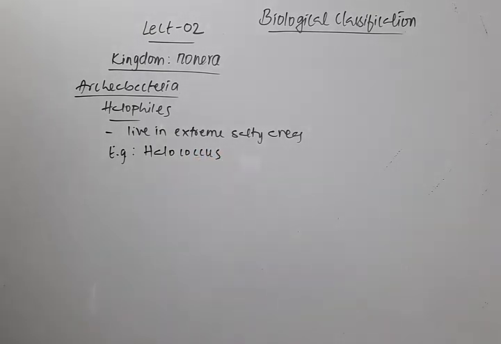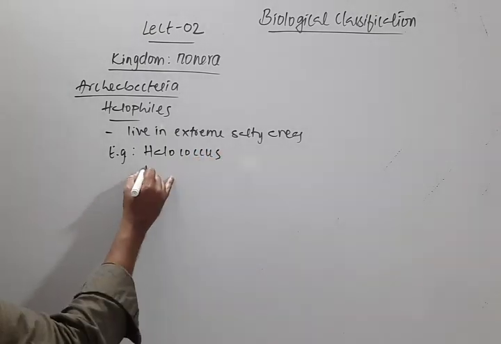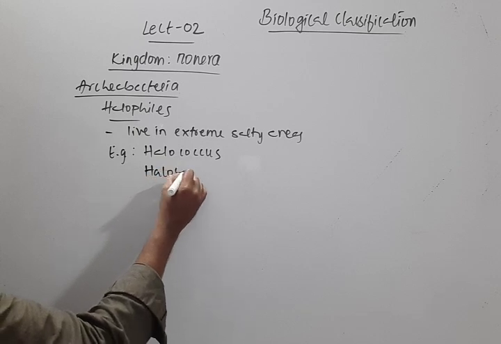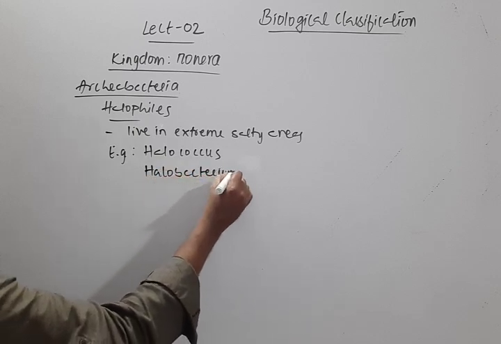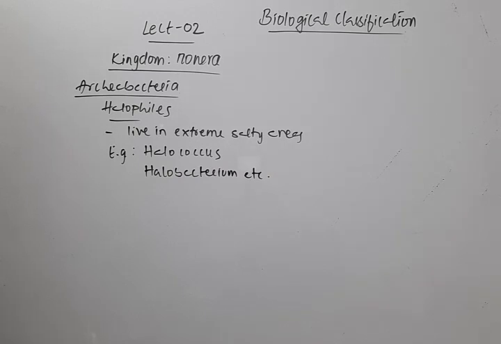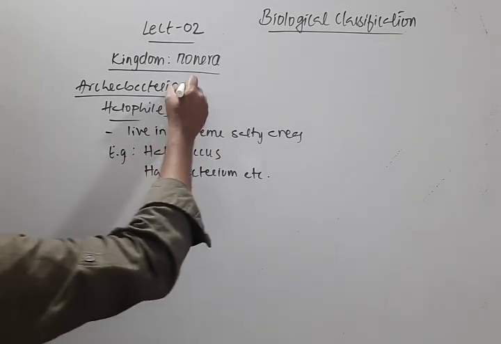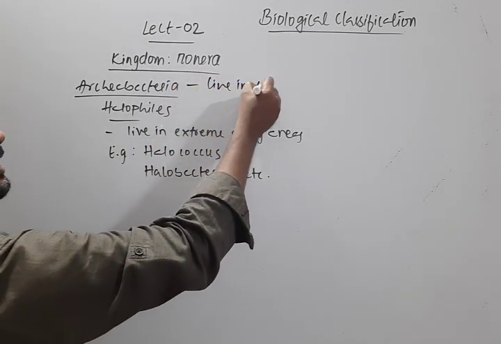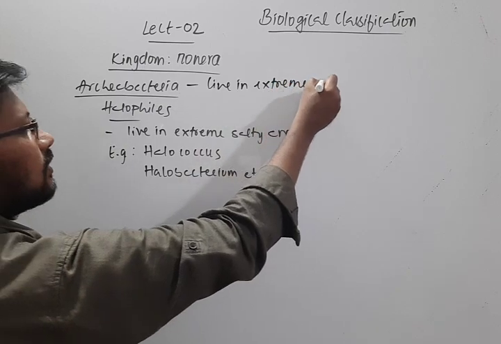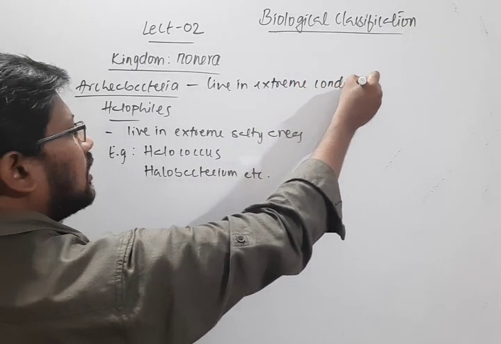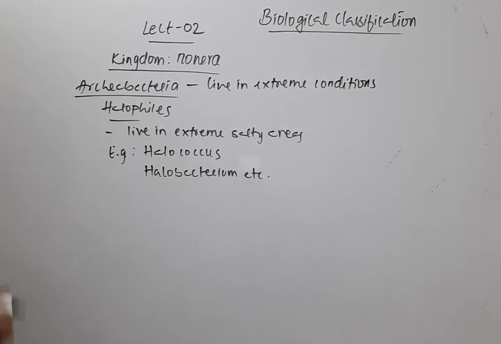Halococcus, and then halobacterium, etc., are some examples of halophiles here. Archaeobacteria themselves live in extreme conditions.